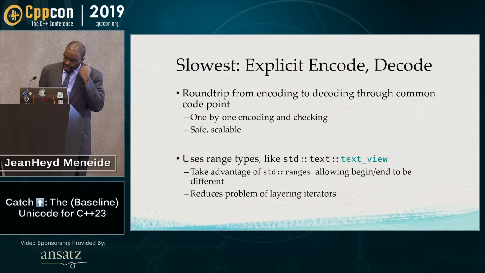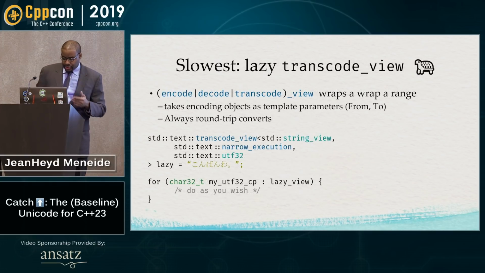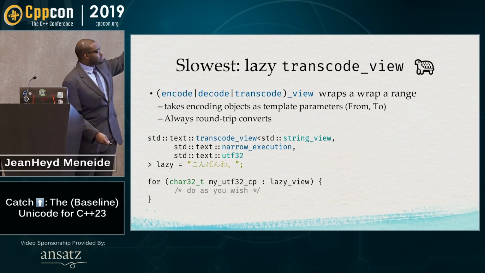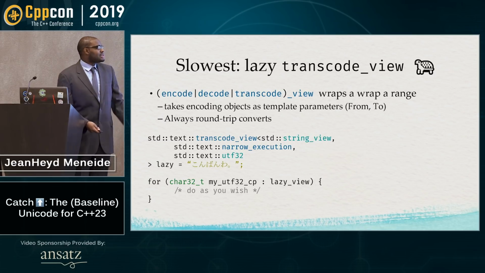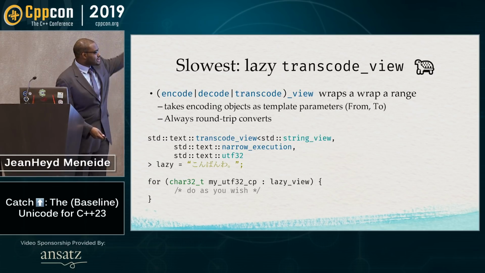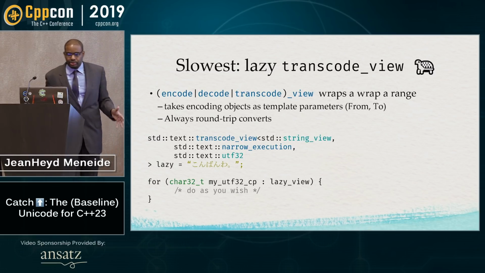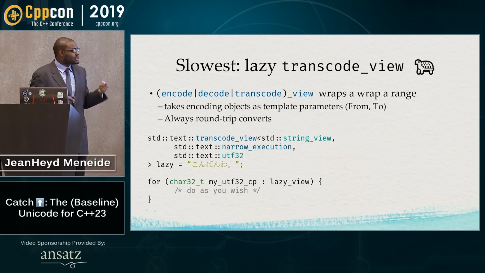You either call encode and decode explicitly or you use types like text view. And we also have some additional types which don't do things like normalization, but only do the encode, decode, or transcode step. The way we do this is we have these encode, decode, transcode views. You plug in your range, like a string view. You plug in the encoding, like the narrow execution encoding. Then you say, listen, I'm going to UTF-32. And then it just converts. You can use this in a range for loop. It's very lazy. It's very simple. You can go from any encoding to any encoding as long as their code point types match.